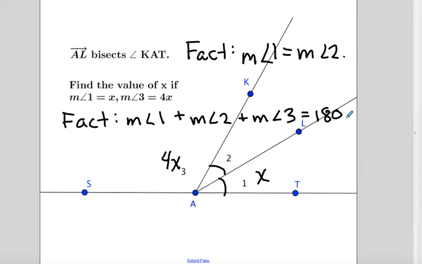Now, this might be ringing a bell for you from algebra, where you had to solve two simultaneous equations and you had some unknowns. Here, x is our unknown that we're looking for, but the measure of angle 2 is also an unknown. So in essence, we do have two equations with two unknowns. Let's do some work on this algebra.